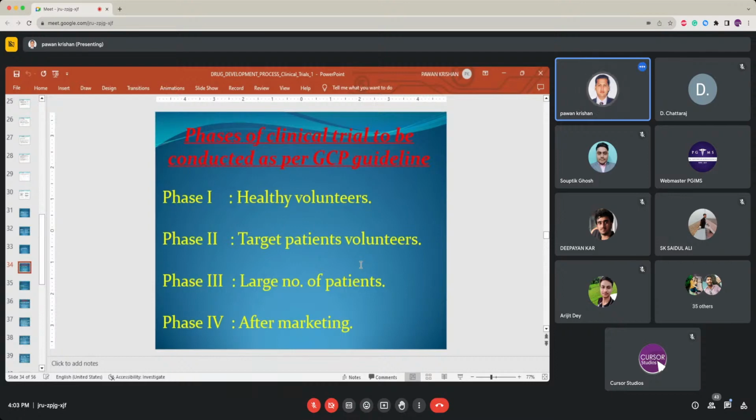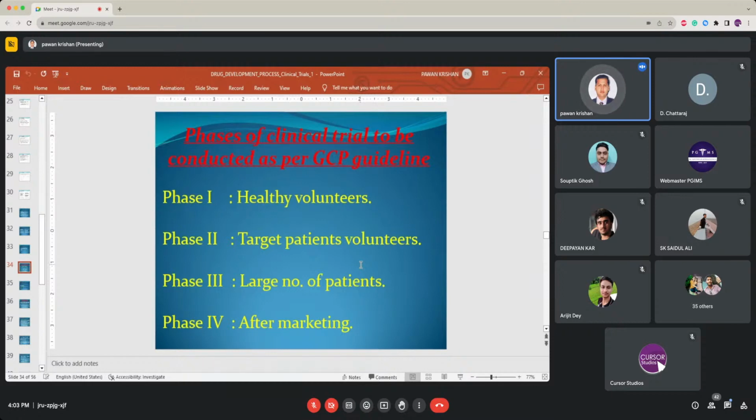Various parameters are examined, and then if it is safe and efficacious, safe basically in healthy patients, only then is it given to the patient volunteers, which is small in number, as phase 2. And once it is successful in those small number of patients, phase 3, which includes a large number of patients. Normally there are a few hundred patients in phase 2, whereas in phase 3 there are thousands of patients.